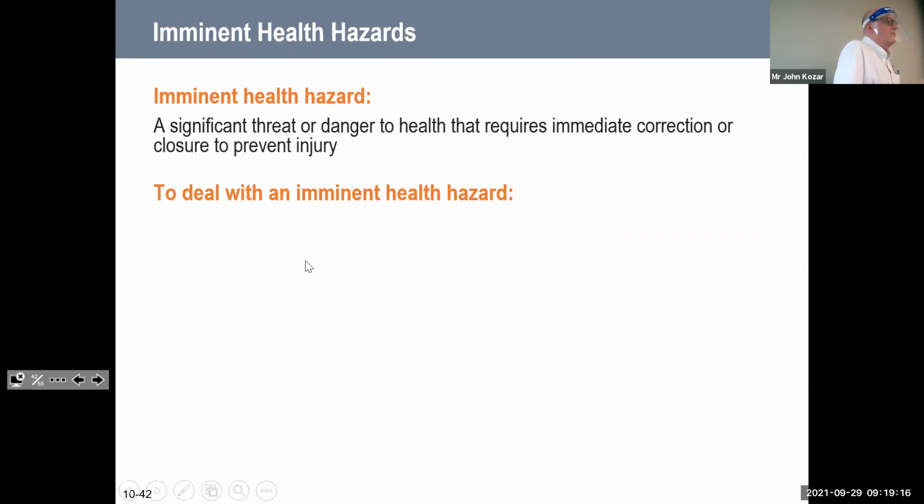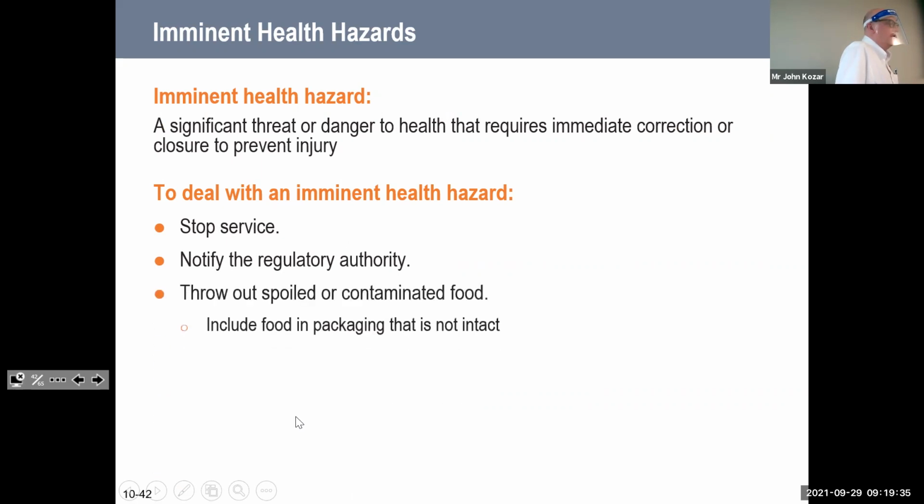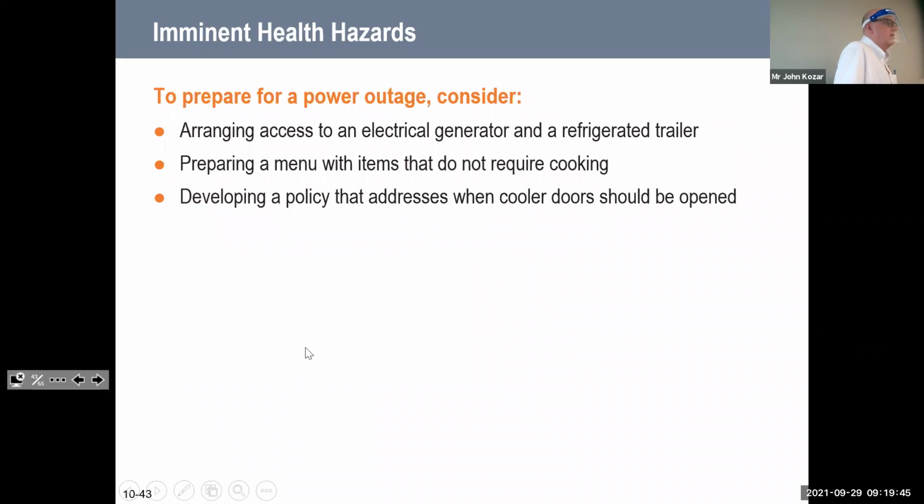Imminent health hazards. This is a significant threat or danger to health that requires immediate correction or closure to prevent injury. So if you have something like this, and we'll go through some examples, you need to stop service. Notify your regulatory authority. Throw out any food that's spoiled or contaminated, and any damaged packaging that the food is in.